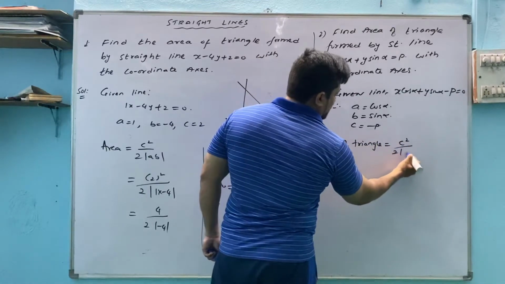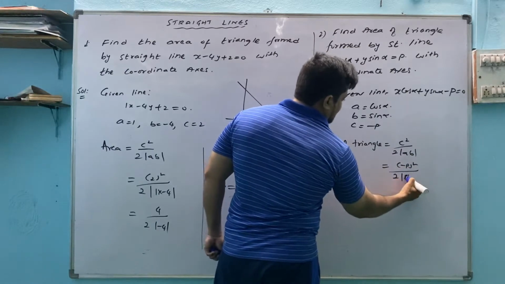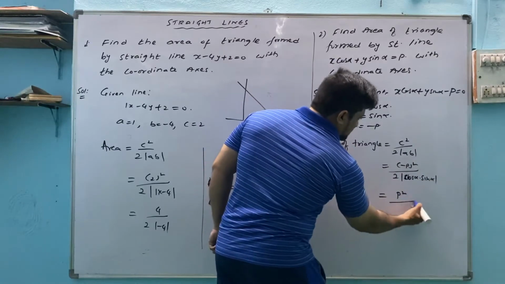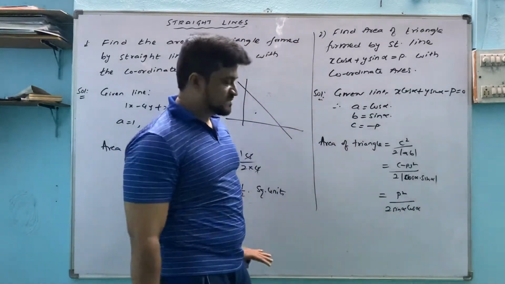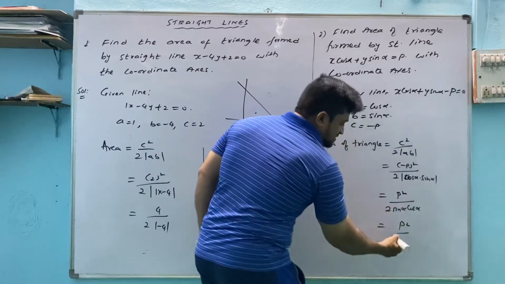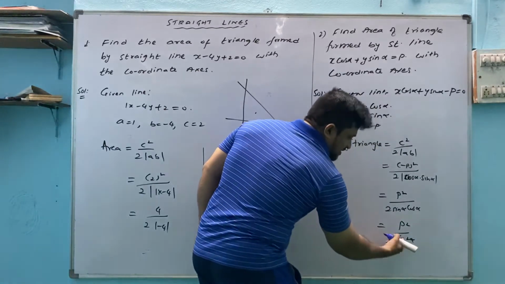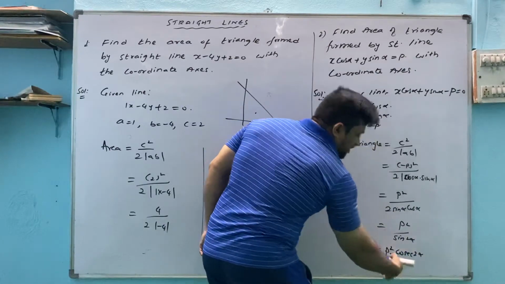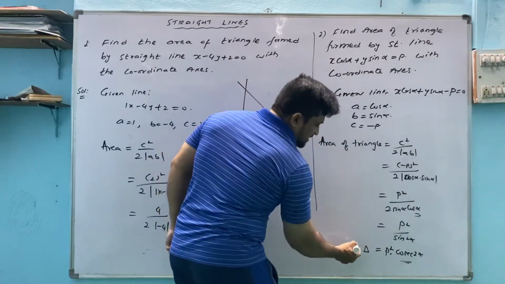c square by 2 mod ab. c square divided by 2 into mod ab, cos alpha into sin alpha. So p square as it is over 2 sin alpha cos alpha. Those who don't know trigonometry can leave it up to this mark, or else p square by 2 sin alpha cos alpha, 2 sin a cos a is sin 2a. You can leave it here, or else do one more thing: 1 by sin, sin comes to the numerator and becomes cosecant. If you have not done trigonometry, then leave the answer here. This is the area. Area is also represented by the letter delta.